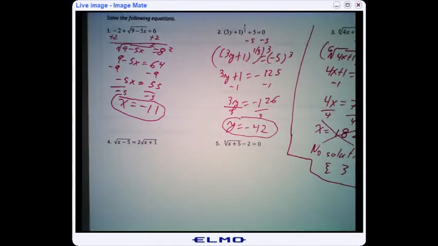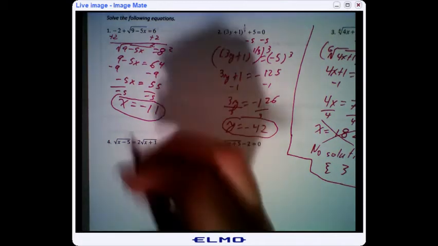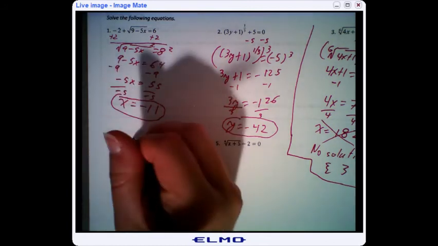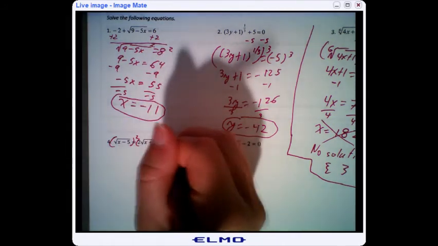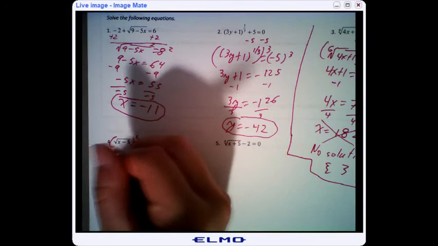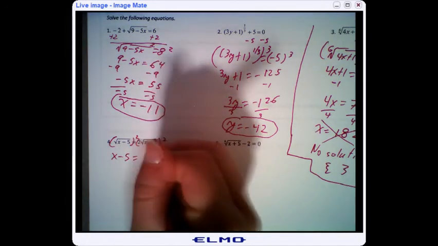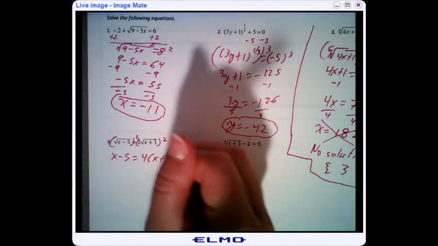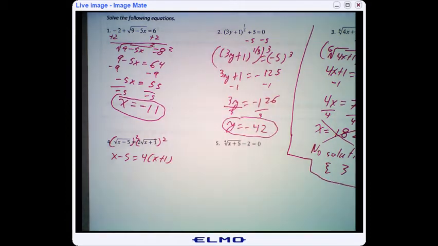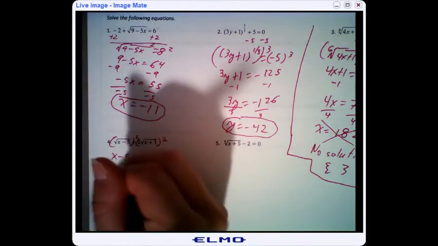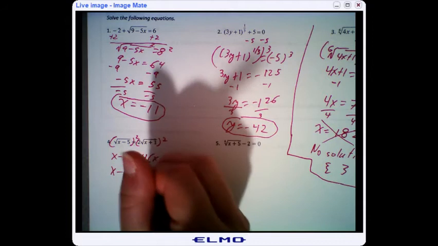For 4, we can't really isolate the square root because it's on both sides, so we're just going to square both sides. If I had addition or subtraction outside the square roots, I would not be able to do this. So we're going to get x minus 5 equals 4 times x plus 1. Remember, square roots and squares cancel each other out. x minus 5 equals 4x plus 4.